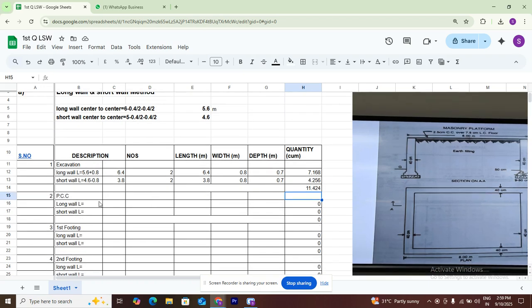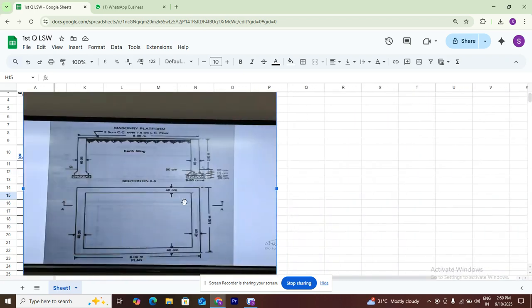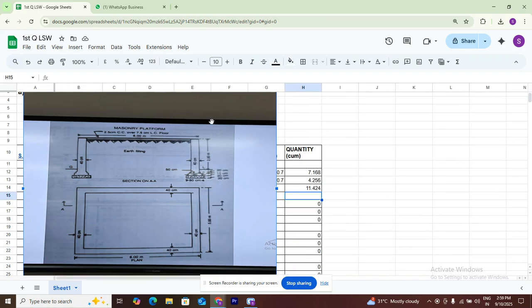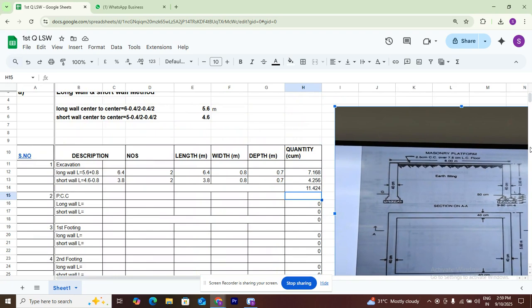Okay. Now we need to go to PCC. PCC is 0.8 meters, the width of the footing is the same, 0.8, and the thickness of the PCC is 20 centimeters. I need to calculate. Center to center is 5.6, same as there is no change. Excavation length only, we need to add 0.8. Total is 6.4.